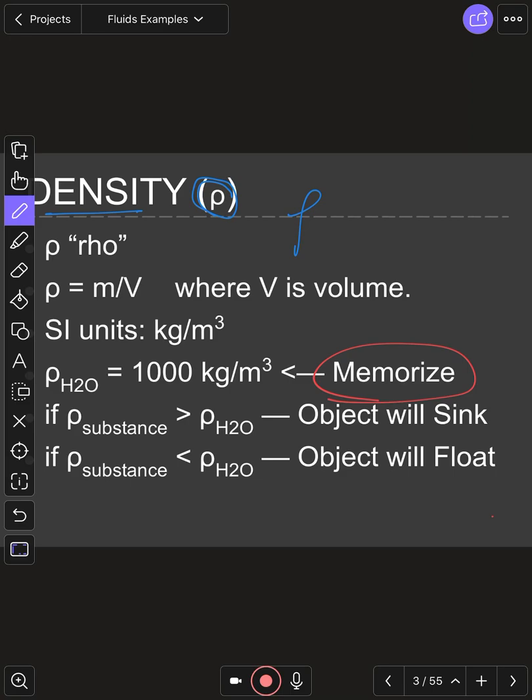So this is common sense, but again, some of this stuff in the beginning goes a little slower, but it's a good way to start and just see my teaching style and also practice making these videos. If the density of the substance is greater than that of water, the object will sink. If the density of the substance is less than that of water, the object will float. Woohoo! All right.